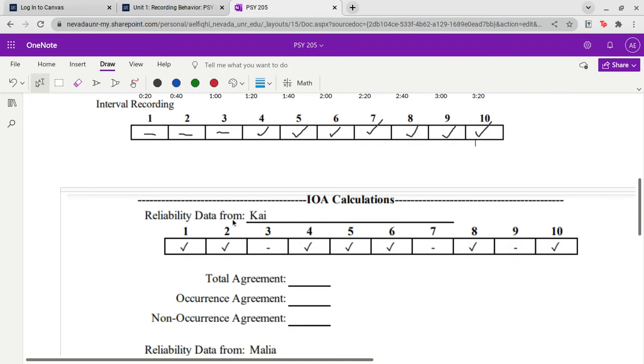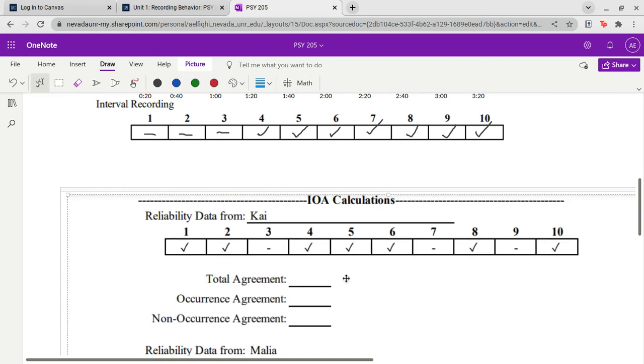So let's see. The first one we have is Kai, and I do have another video that I did on IOA calculations. I did an example problem because I think that these sometimes tend to get people a little bit confused, and I just want to make sure that everybody gets a good understanding of it before we move on. So with that, we're going to compare our recording with Kai's recording.